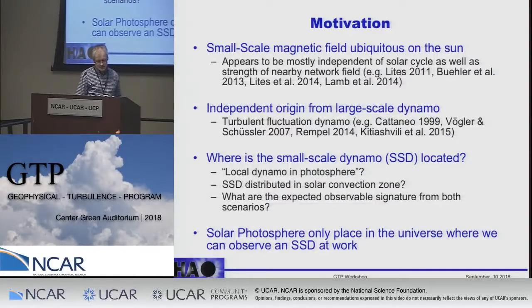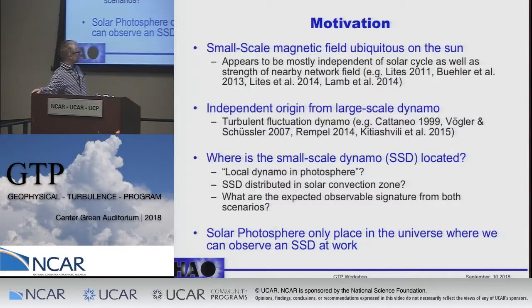The one question I specifically would like to address here is where the small-scale dynamo is located. Sometimes you read in the literature terms like local dynamo in the photosphere. Does this make sense at all? Or is it also a small-scale dynamo distributed throughout the convection zone? In particular, I would like to point out a few aspects where we can look at observations and see the difference between dynamo action just in the photosphere and contributions from the deeper convection zone.